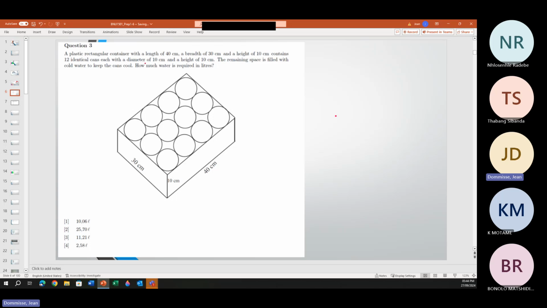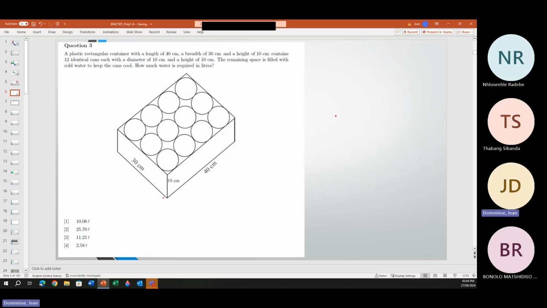A plastic rectangular container with length of 40, breadth of 30, height of 10. It contains 12 identical cans with a diameter of 10 centimeters. So each one of them is 10 centimeters and a height of 10 centimeters. The remaining space is filled with cold water to keep the cans cool. How much water is required? So they just want us to work out how much goes in between the cans.